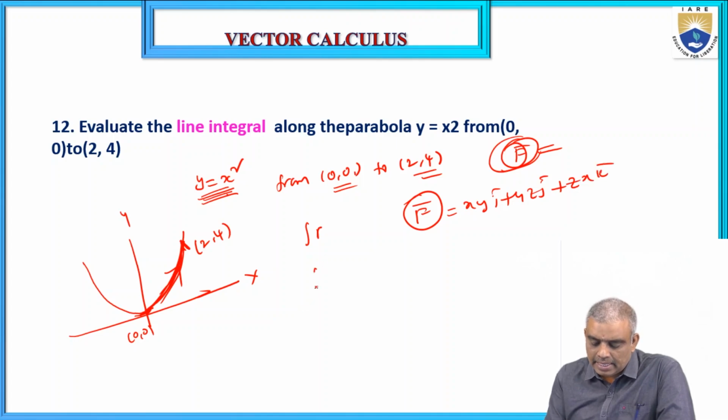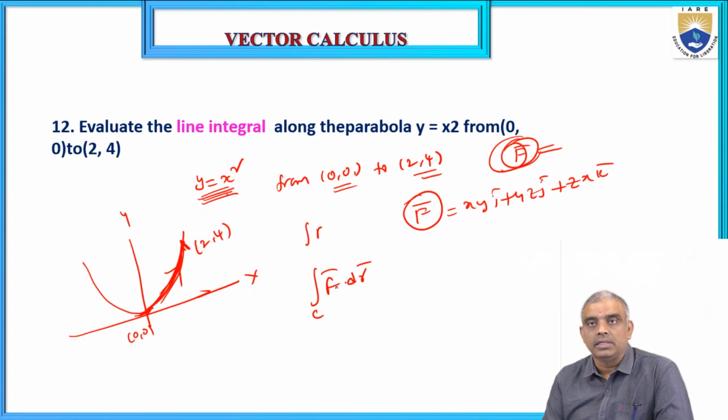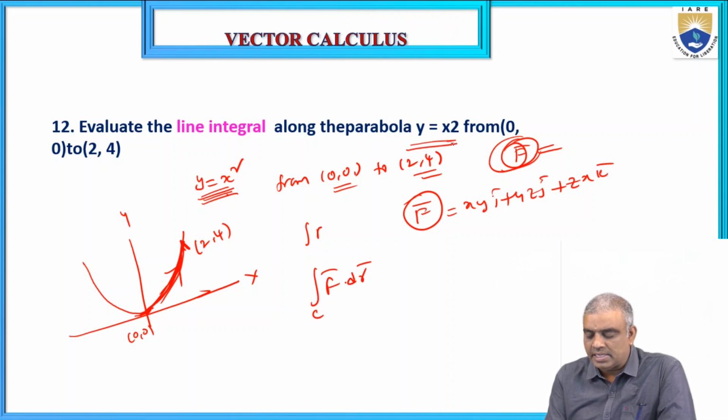Then the line integral is defined as f bar dot dr bar along the curve C. The curve is the parabola given, y is equal to x square from (0, 0) to (2, 4). So some correction should be made in the question bank. So I just write it as it is. No f bar is given, so later I will discuss f bar.